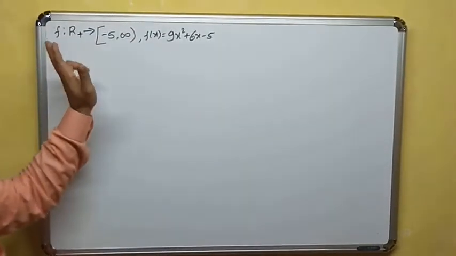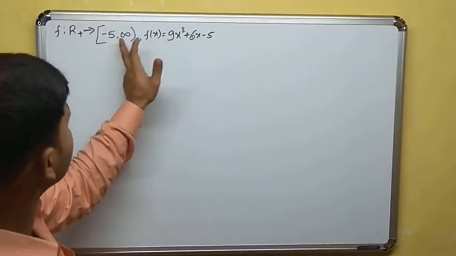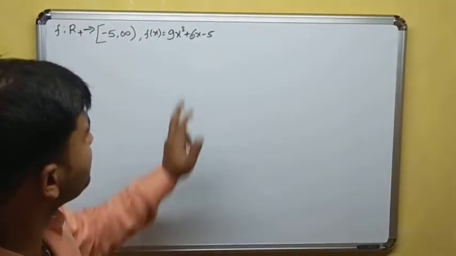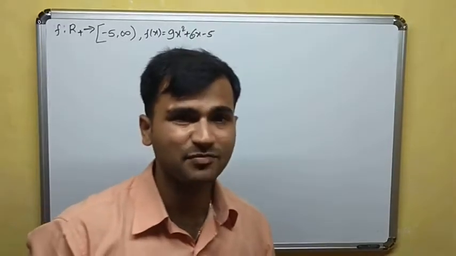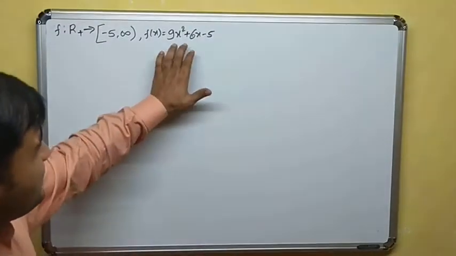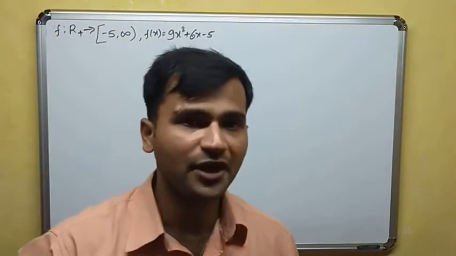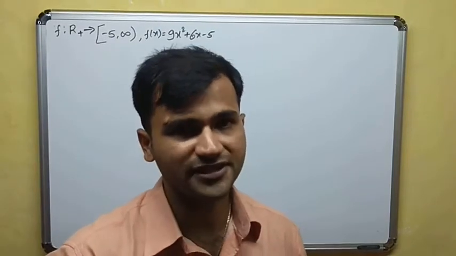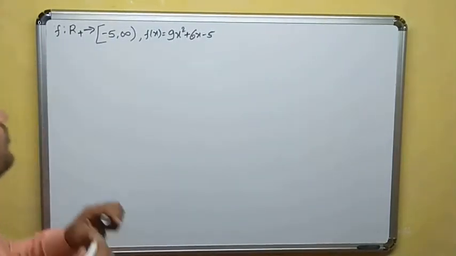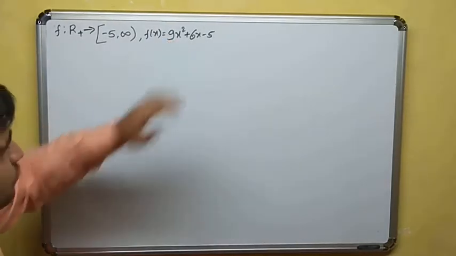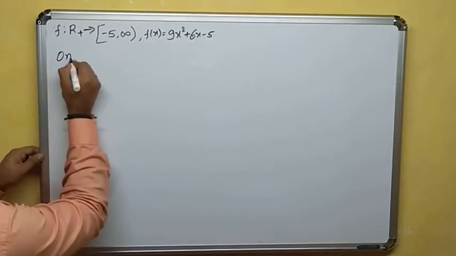So we have a problem: f from R+ to [-5, infinity), f of x is equal to 9x² + 6x − 5. We need to prove this function is invertible and also find the inverse of this function. To prove this is invertible, we need to prove it is one-one and onto.